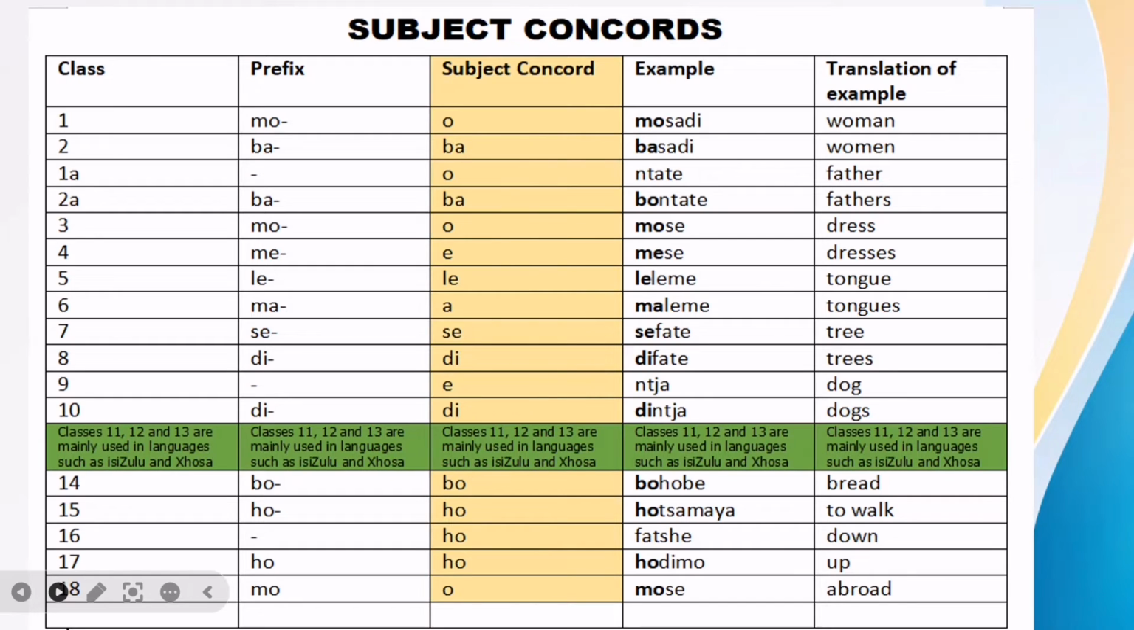So for the prefix of the word, there's a word, number one, musadi, and that word is woman. The subject concord for the word musadi, or any word with the prefix mo, M-O, is going to be O. So go over this list and familiarize yourself with it so that you will be able to know, if you've got a certain word, which subject concord goes with that word. And then you'll be able to form and structure your sentence in a correct manner.